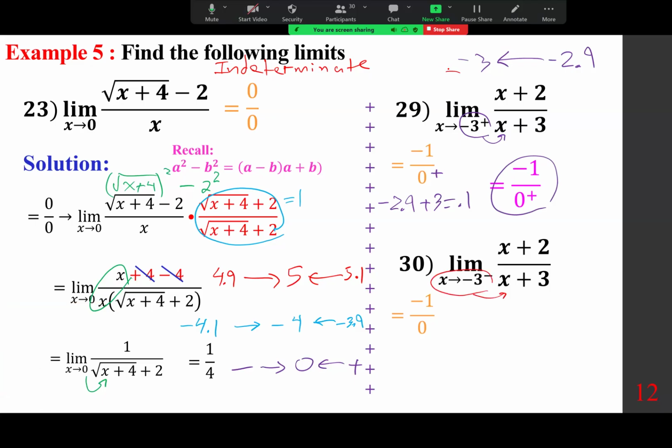negative 3 from the left, like negative 4 or negative 3.1. So if I plug in negative 3.1 plus 3, I get negative 0.1. So this is negative, and that's really the idea. So both of them are infinity, but this one, negative over positive, is negative infinity. This one, negative over negative, is positive infinity. So again, when the 0 is in the denominator, you must figure out if it's from the left or right for the sake of finding the sign of infinity. If it's negative, as is the case up here, or it's positive, as is the case for number 30.